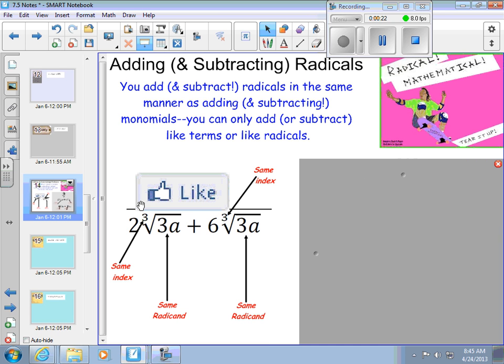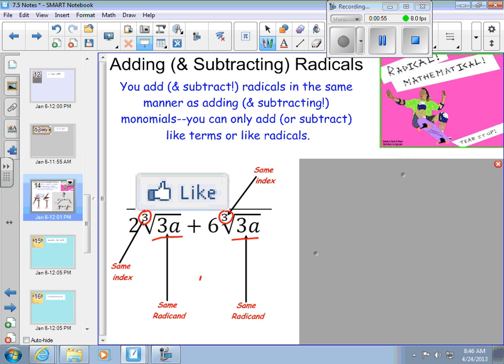Here's an example of two radicals that it would be fine to add together. What you're looking for is to see that both radicals have the same index. Here both are the cube root. And you also have to make sure that the radicand, what's underneath the root, is also the same. If you see those two things, the same index and the same thing under the root, then it's okay to add these together. So these two we could add together.